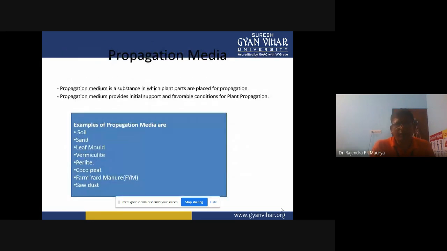Propagation media. A propagation medium is a substance in which plant parts are placed for propagation. It provides initial support and favorable conditions for plant propagation. So the growing medium is very important, and it is required to provide initial support, encourage rooting, and also provide favorable conditions for plant propagation.